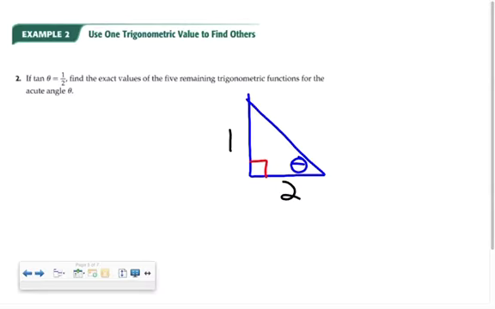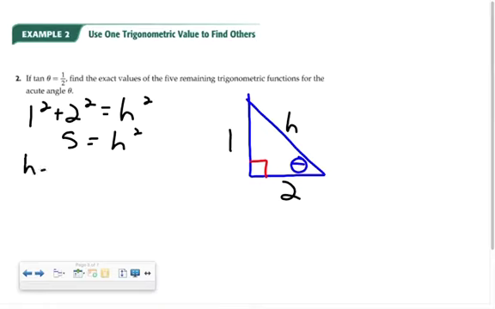Well, if I'm asked for the remaining 5 trigonometric functions, I need to find the hypotenuse. Way back in geometry, you learned Pythagorean's theorem, a squared plus b squared equals c squared. So that's what we use here. Let's label it h for hypotenuse. So 1 squared plus 2 squared equals h squared. So that means 5 equals h squared, and h will be radical 5.